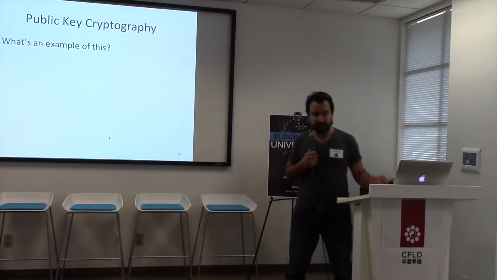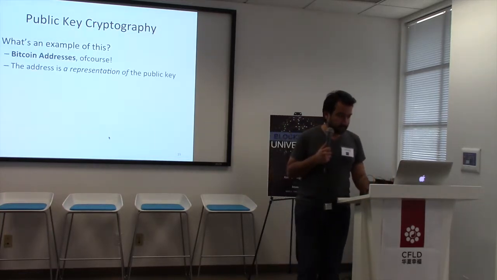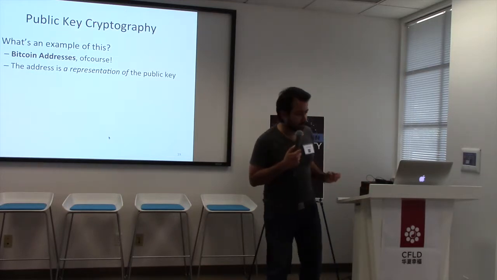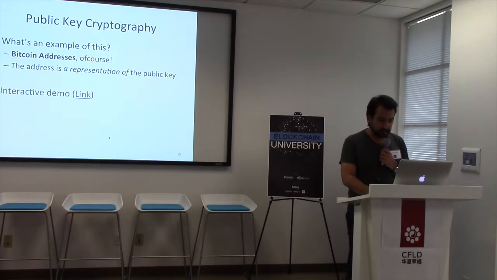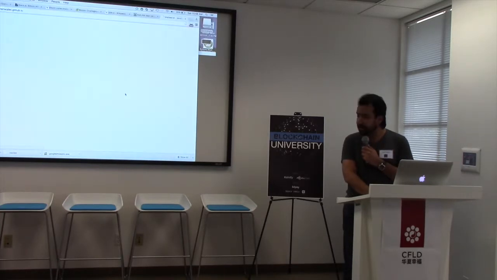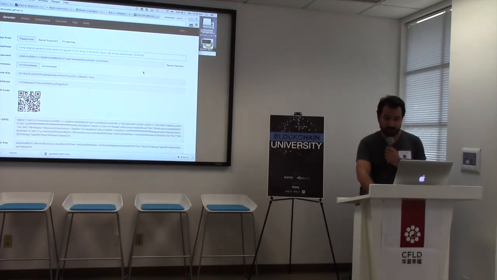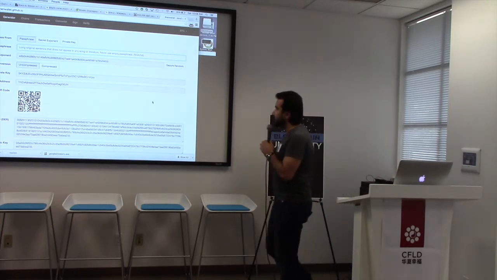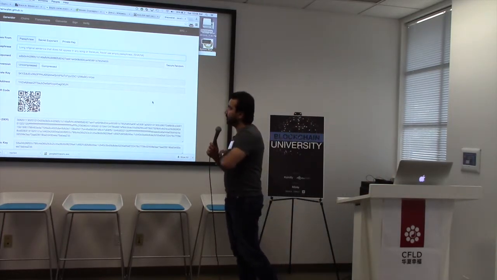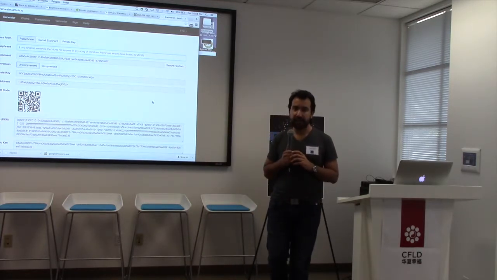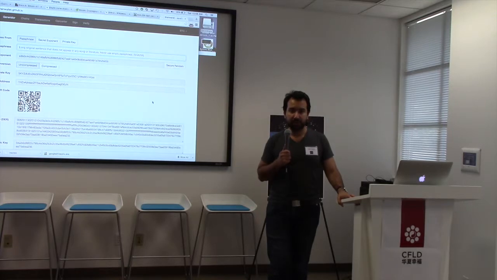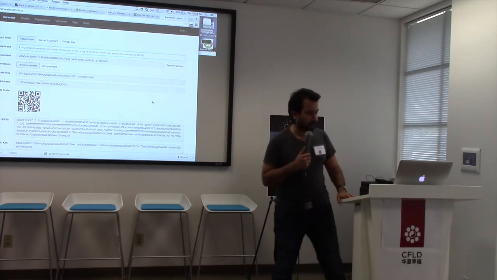Right, what's an example of public key cryptography? It's Bitcoin addresses, right? An address is a representation of a public key. Now let's look at that right now. Okay, so I'm using a service called Brain Wallet, and the URL is brainwallet.github.io. Do not create addresses that hold money from this site. Just use it for instruction.